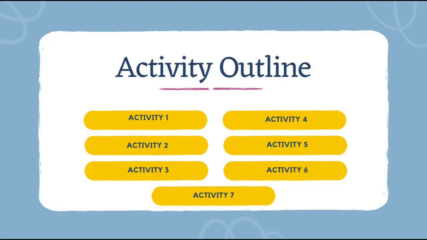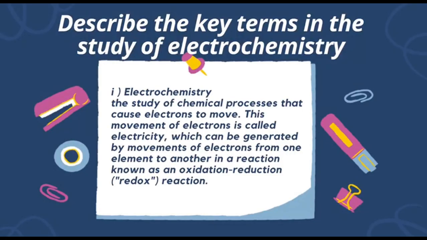This assignment consists of 7 activities and we will show you how we answer the questions. In Activity 1, describe the key terms in the study of electrochemistry. So firstly, electrochemistry: the study of chemical processes that cause electrons to move. This movement of electrons is called electricity, which can be generated by movement of electrons from one element to another in a reaction known as oxidation, reduction, or redox reaction.